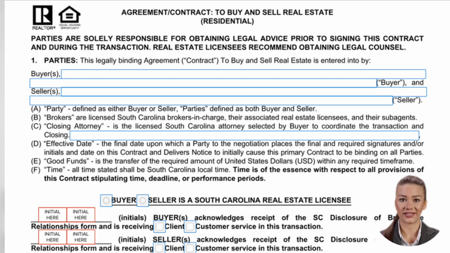The effective date is the final date upon which a party places the final signatures, and the notice of delivery will cause this contract to be binding on all parties. Lastly, all times stated in the contract shall be South Carolina local time, and time is of the essence concerning all provisions of this contract.